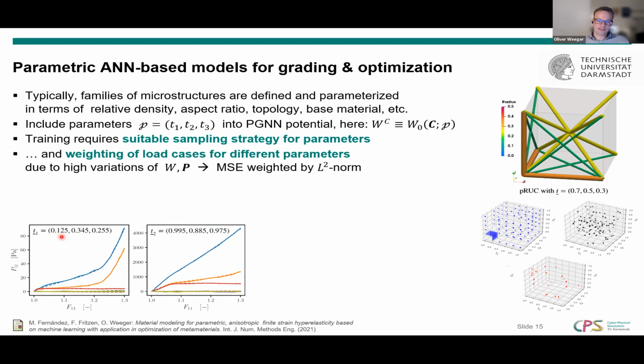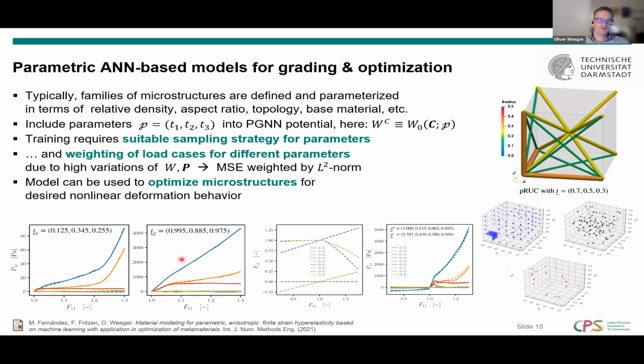And if you just add this to a combined MSE, then basically the left microstructure doesn't matter anymore, because the errors you make there are negligible compared to the errors you have on the right. So here we introduced weighting with the L2 norm, where we basically always integrate over the norm of the stress along the deformation path, and then use the inverse of that to weight the error. And here we formulated the model in terms of C. So we used the non-polyconvex model because this work was done before we developed the polyconvex model.